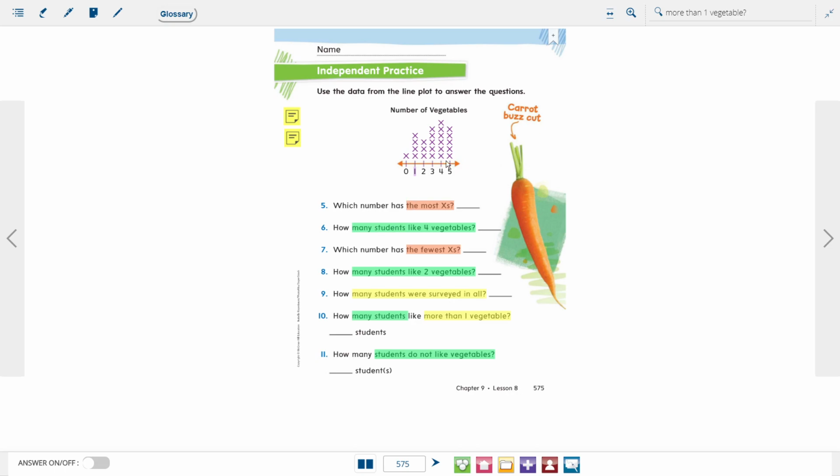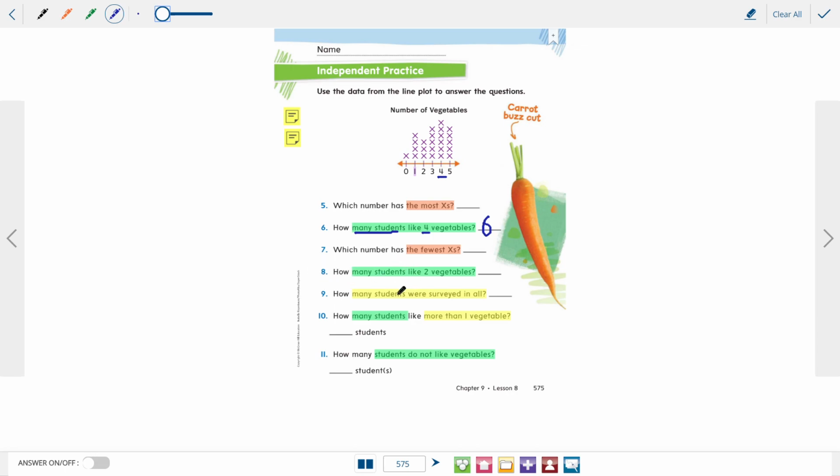Which x's will we count? 4 vegetables. So let me take a pen. Let's put a circle around 4 here. Now they are asking me about students, so I will count the x. 1, 2, 3, 4, 5, 6. So how many students like 4 vegetables? 6 students. Good.